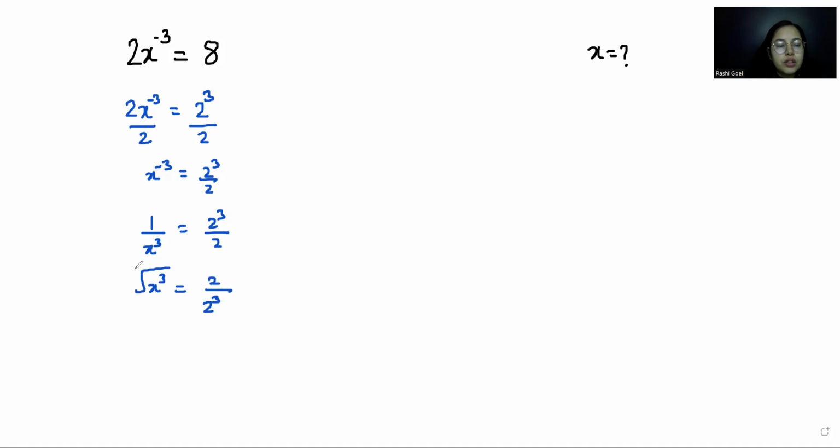Now to remove this cube, I am going to take the cube root on both sides. So x is equal to the cube root of 2 by 2.